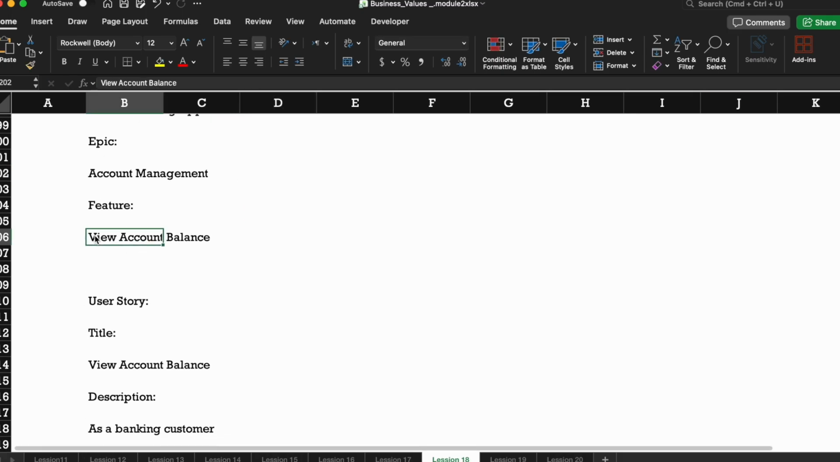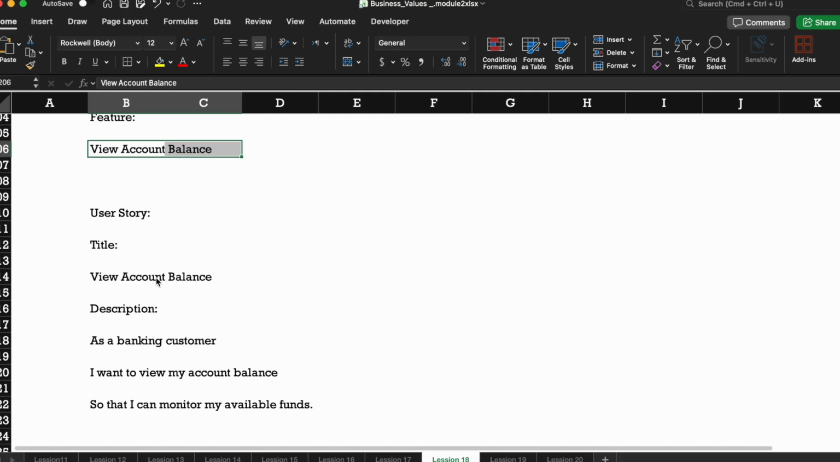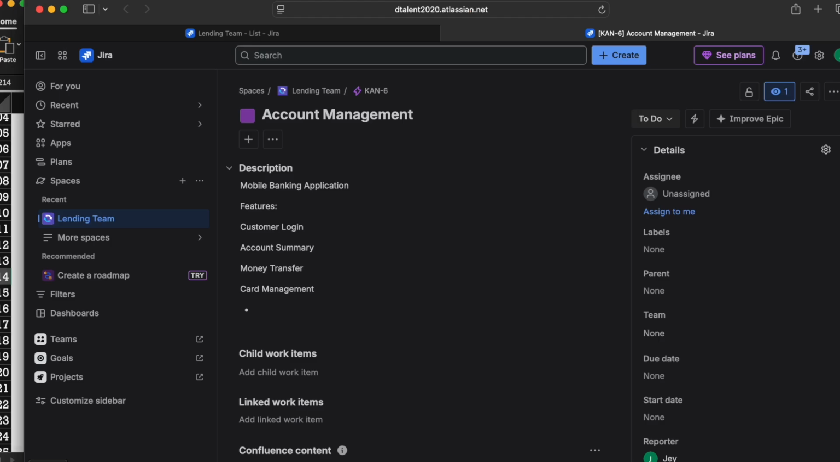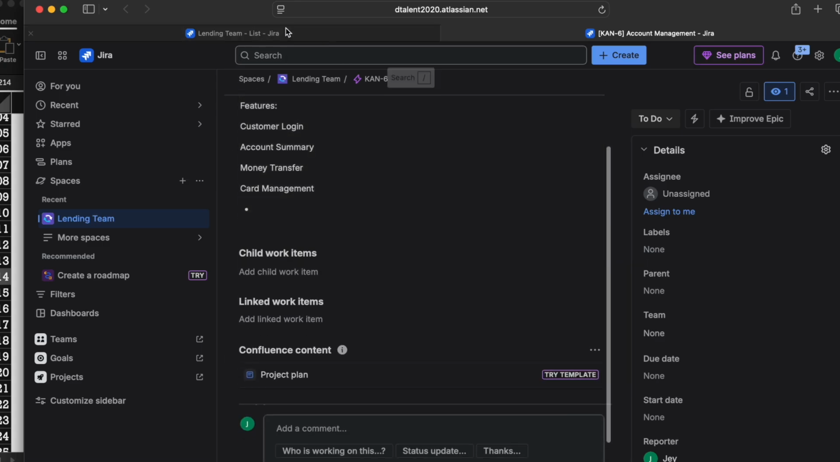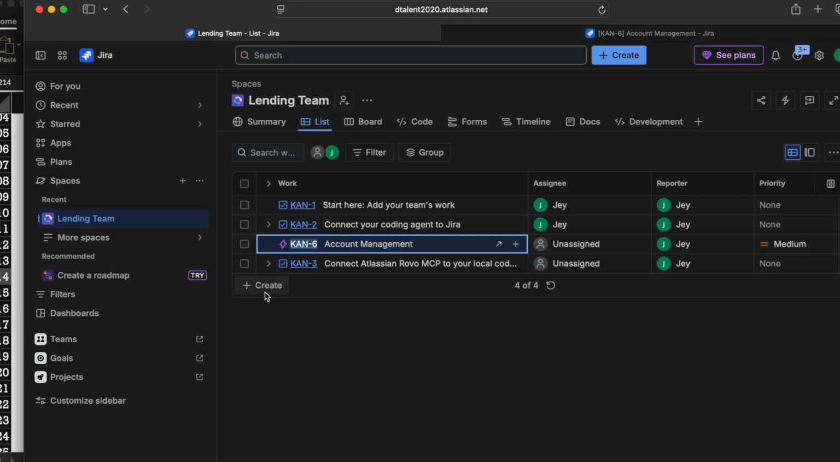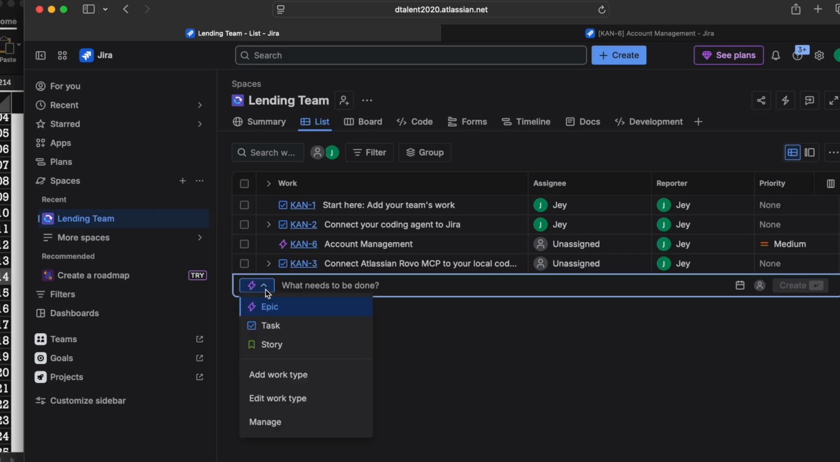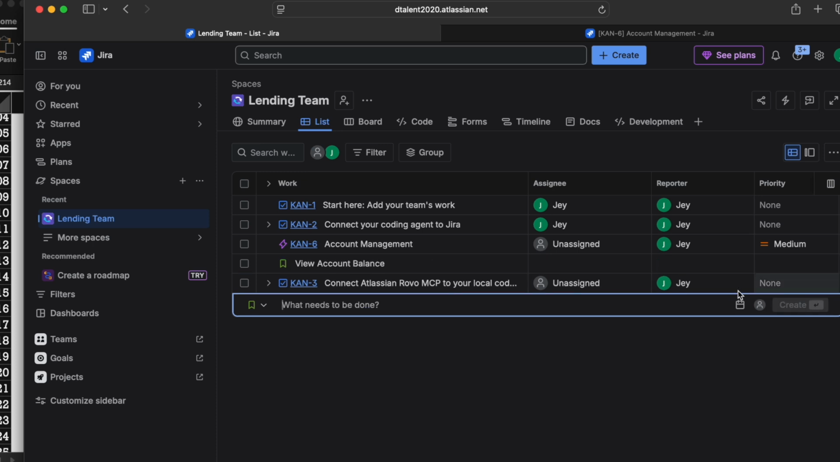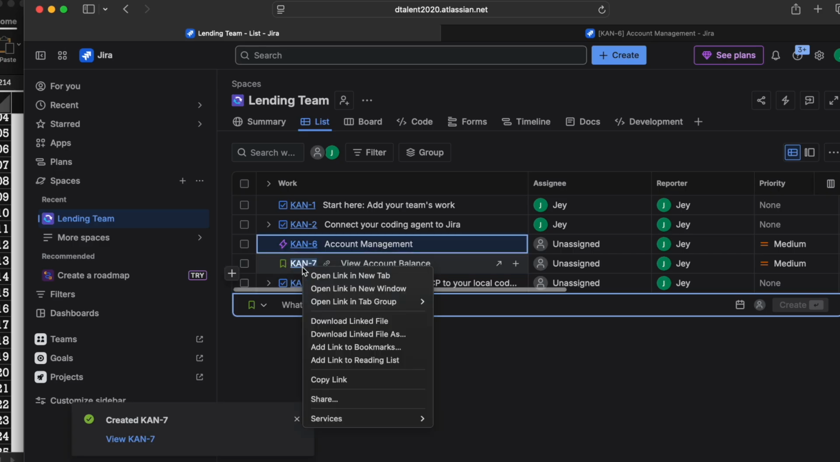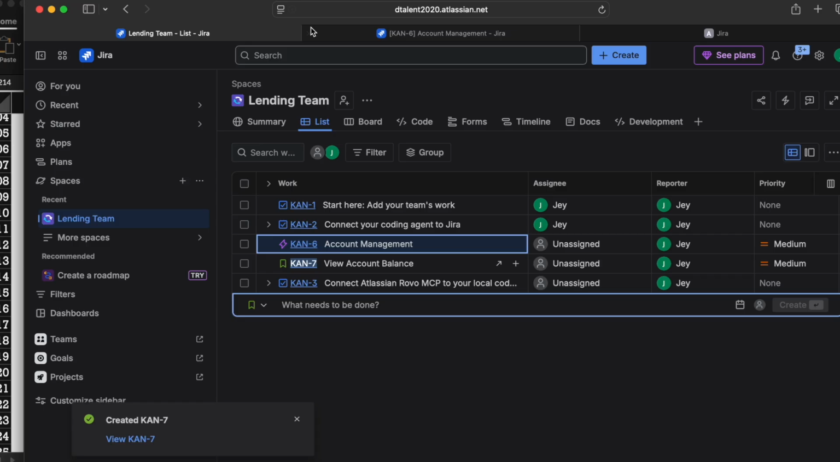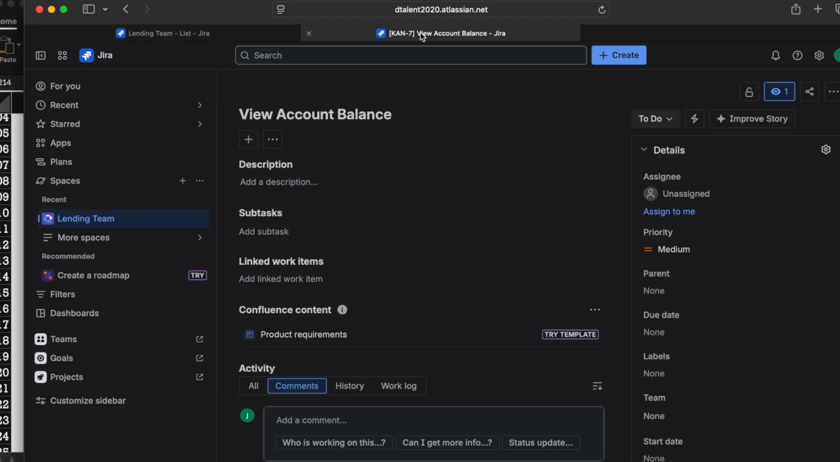So we are going to use view account balance. This is the title. I'm just copy pasting everything, but you can do a good job when you're creating. Here I'm selecting a story, and view account balance is the feature we are going to work on. Click create. So this created. Now I'll open this one in a separate tab because I need to update it.